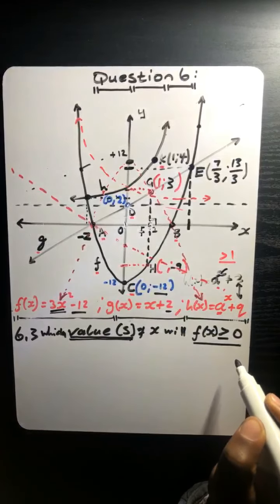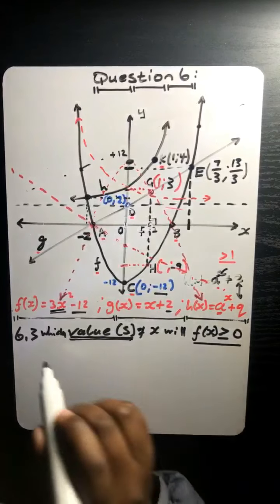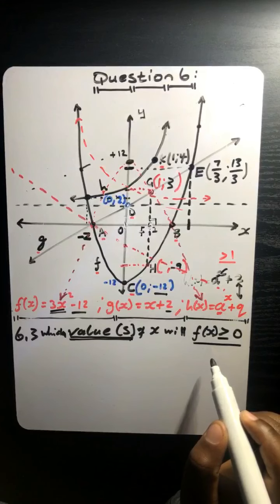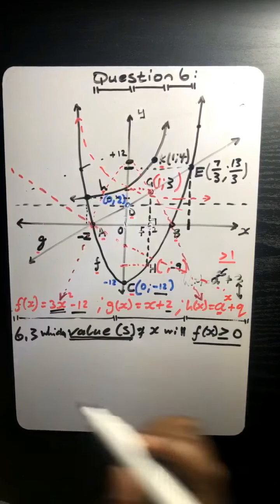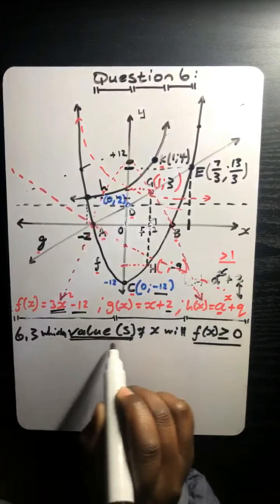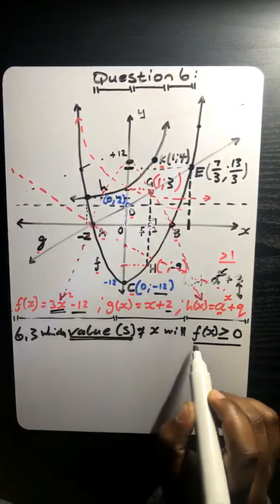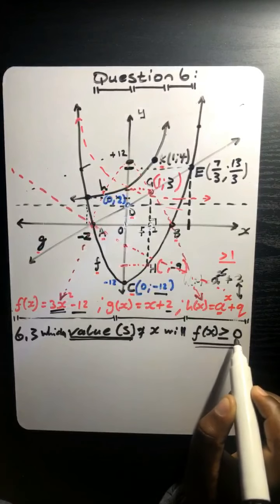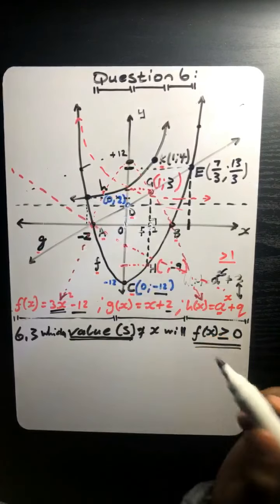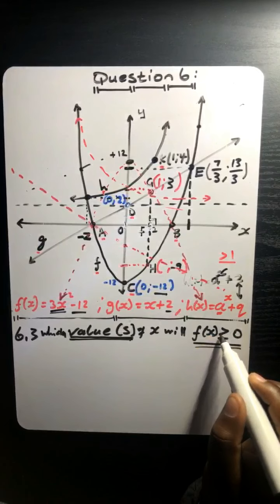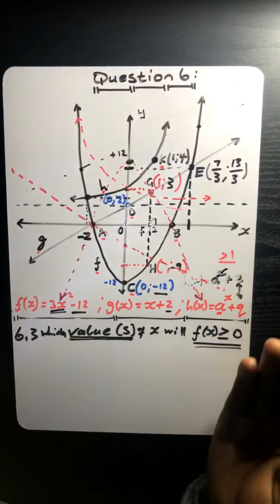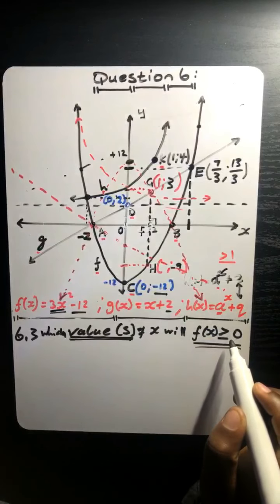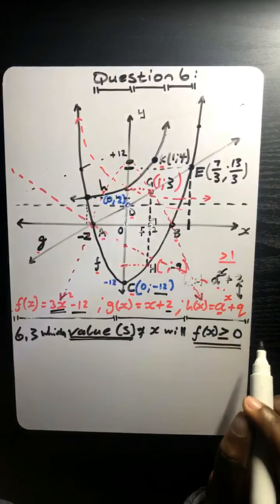So let's see. So remember, this is a completely new question, which is question 6.3. So question 6.3, they are saying which value or values of x will f of x be greater or equals to 0. So we obviously know that anything which is more than 0 is a positive number. If it was less than there, it means its values are below or on the negative side.